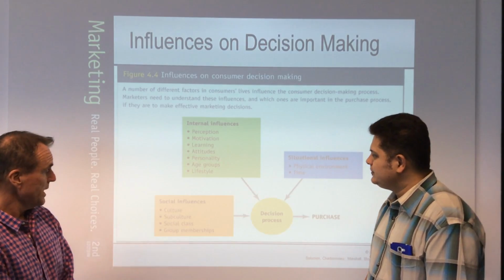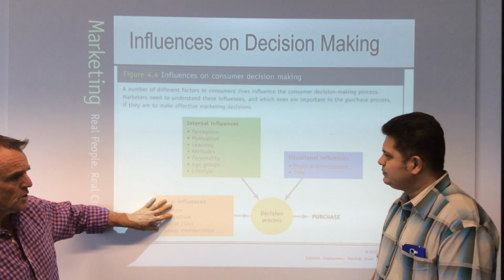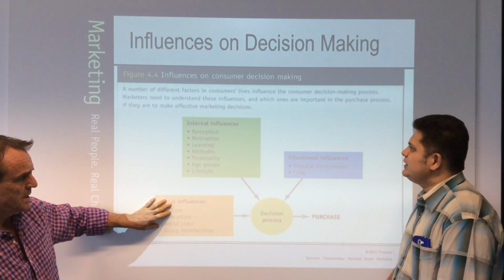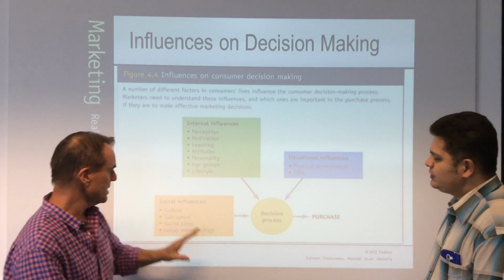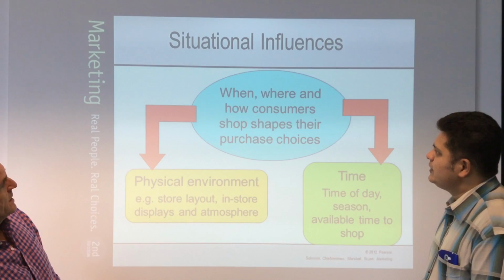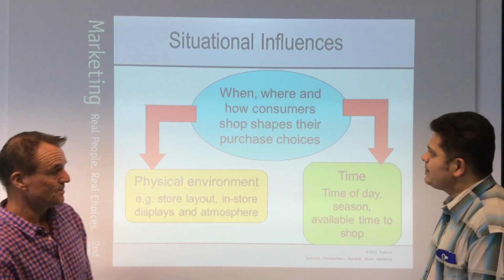And then there are social influences. Shall we look a little bit more in depth at that? Let's go through the slides. And then situational is physical environment and time. But let's look at social influences.